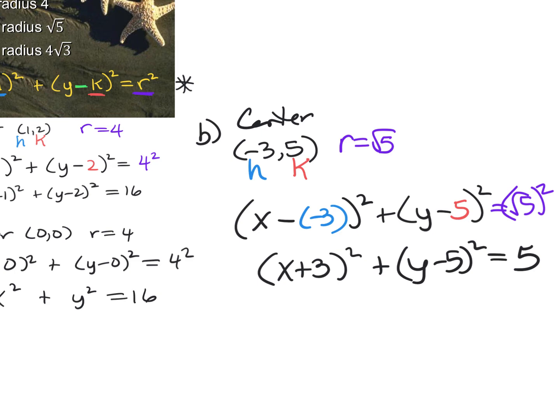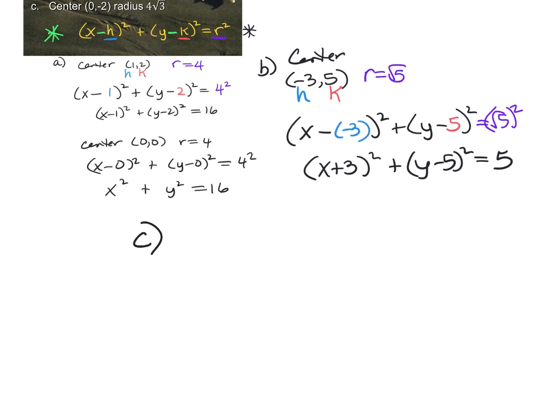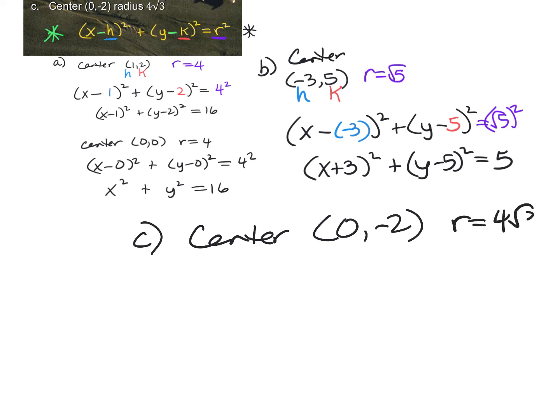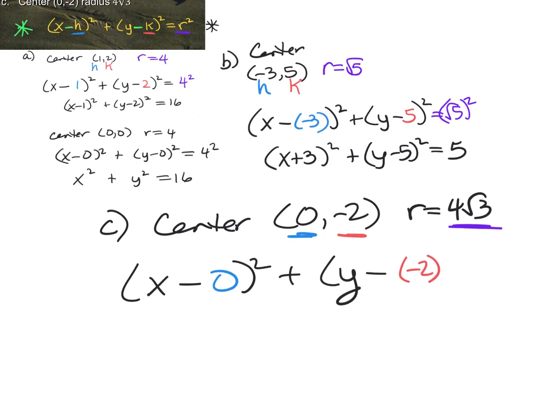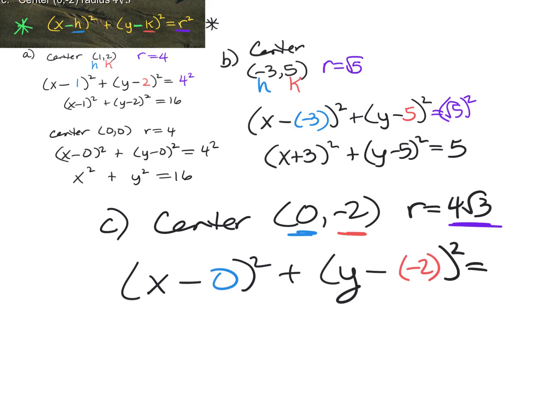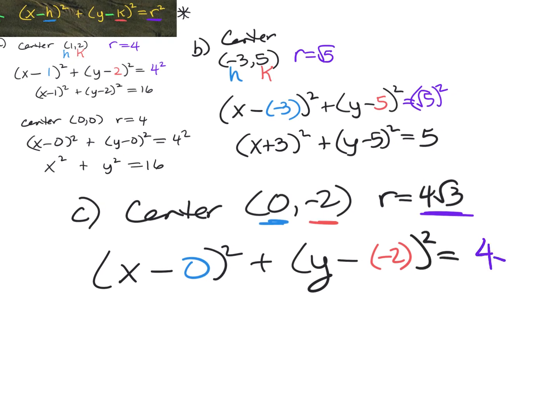Let's try part C. Center, ordered pair 0, comma, negative 2, with a radius length of 4 radical 3. So that's where I'll put blue, red, and we'll fill it in. So x minus 0 squared plus y minus negative 2 squared equals 4 square root 3 squared.